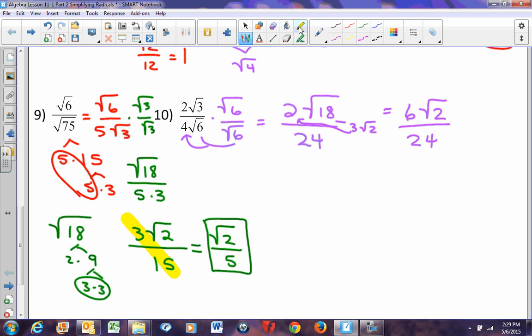6 and 24 can reduce. So 6 goes into itself once, and it goes into 24 4 times. So I end up with the square root of 2 over 4. And I'm done. All of that got me the square root of 2 over 4.